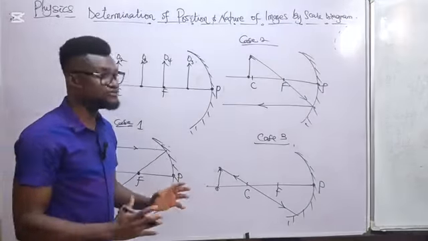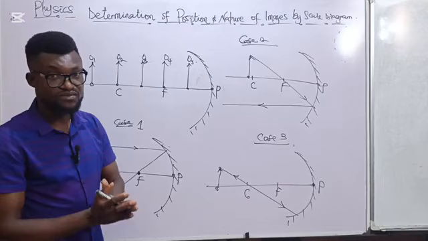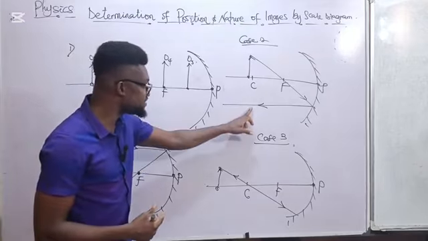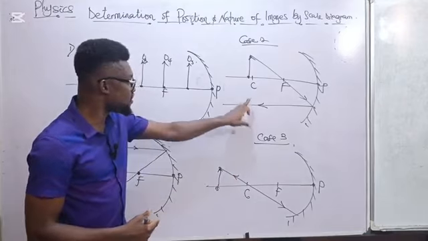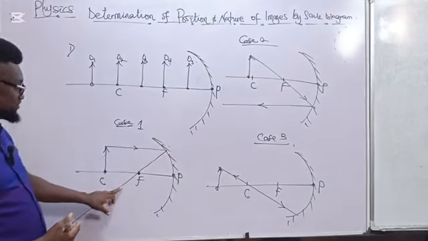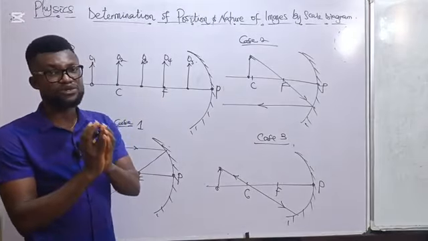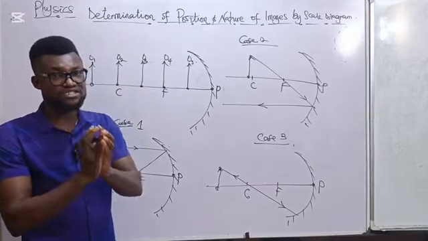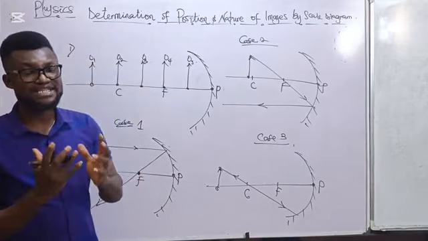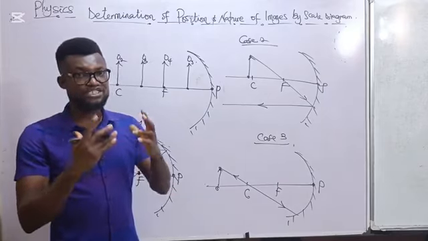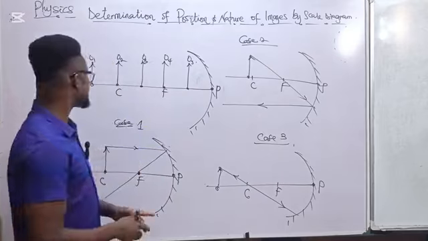Out of these 3, if you combine any 2, the intersection of the reflected rays, either this one intersecting with this, or this very ray intersecting with this one, will give you the image. The position where that intersection is obtained is what we call the image position.